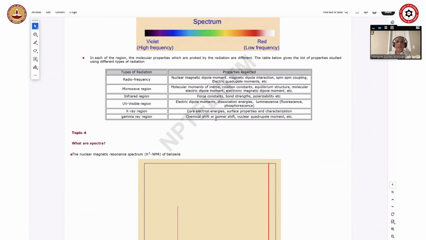The gamma ray region gives you information about the chemical shift that you are familiar with in NMR spectroscopy, also called the isomer shift. And then the nuclear quadrupole moment, all these nuclear properties and nuclear spin moment information can be obtained from the gamma ray region.